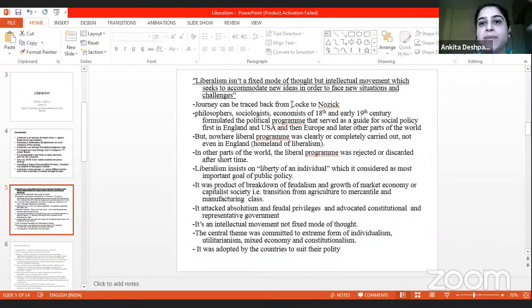Focus, liberalism talks about liberty. That is exactly what you're going to talk about here also. So the journey can be traced from Locke to Nozick. Nozick I'll teach you when I teach you neoliberalism.